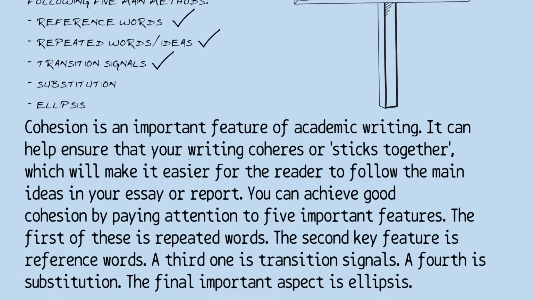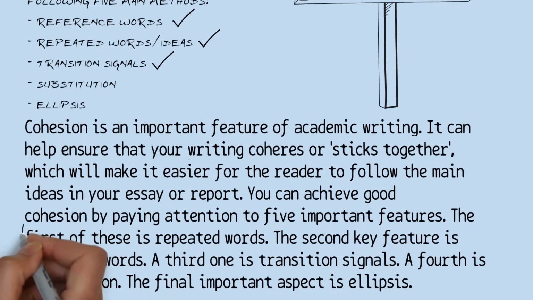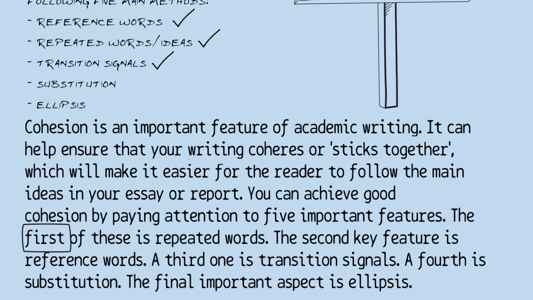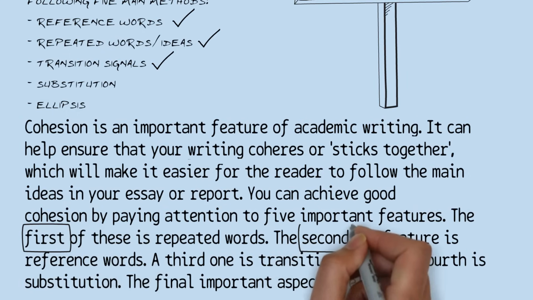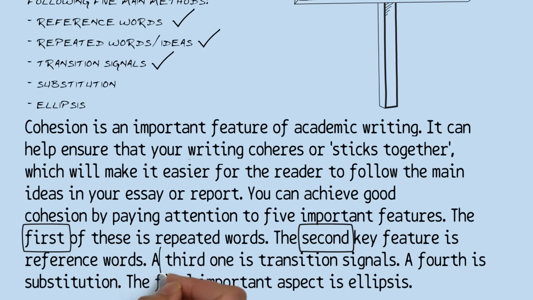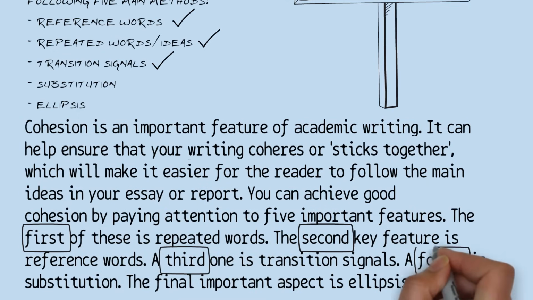Let's again look at this text to highlight the transition signals. So here the transition signals are all related to giving a list of the 5 important features that help give good cohesion. So we have first, second, third, fourth, and final.